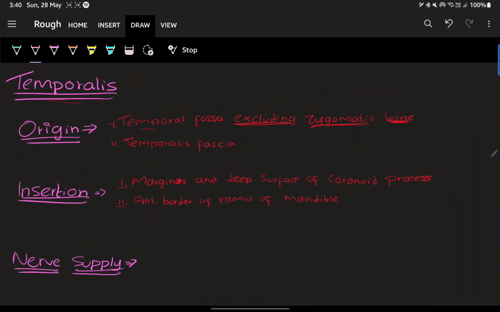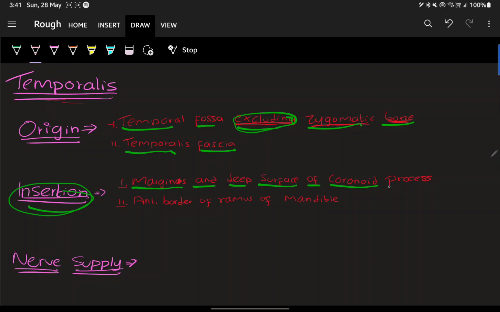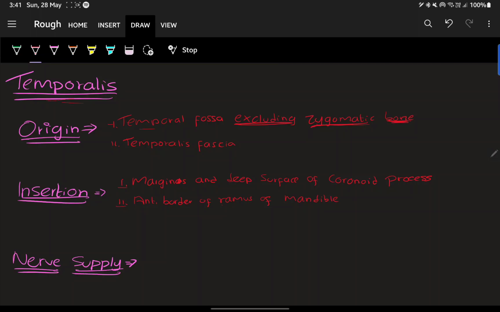So let's just go through this again. Let's use this now. Let's use green. Okay, so origin of temporalis, temporal fossa excluding, okay, excluding, not including, excluding zygomatic bone, and the temporalis fascia. Now insertion is into the margins and deep surface of coronoid process, okay, and the anterior border of ramus of mandible. These two, it's quite simple. That's it. Okay, that's for the origin and insertion.